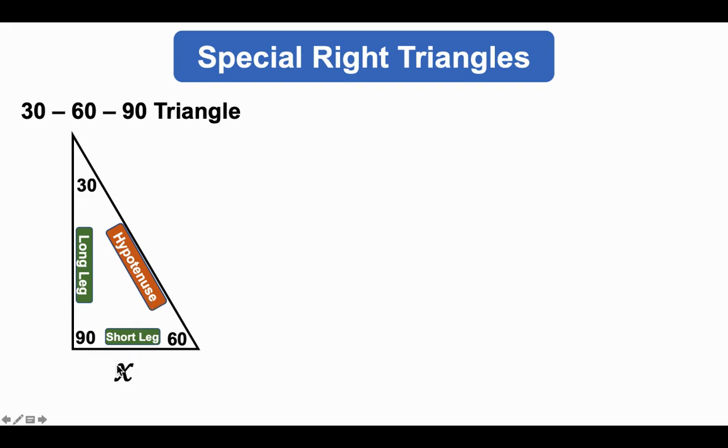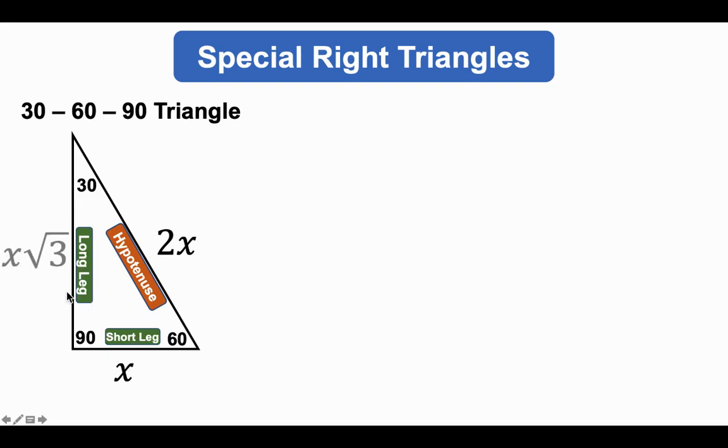So it turns out whatever your short leg length is, your hypotenuse is double that. So if this was a 7, that'd be a 14. If this was a 10, that'd be a 20. If this was an 18, that'd be a 36, okay? Or working backwards, if you know the hypotenuse and it's a 2x, it's double that. You would take half to get to the short leg, right?